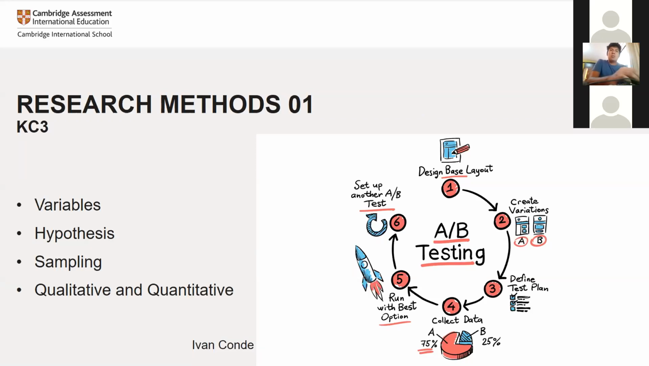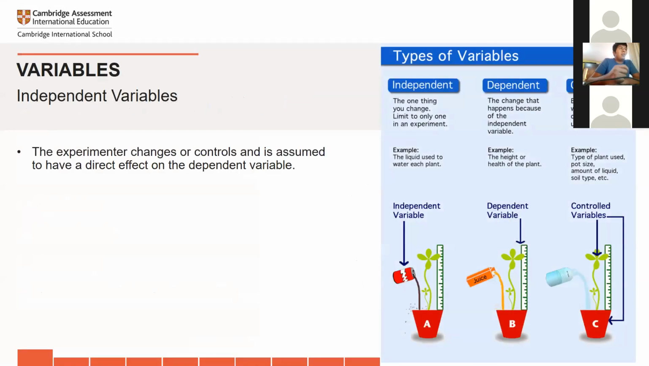And what is the process of research? We have a small diagram right here, where we can see in which way we're going to conduct our research in the future. Okay, design a base layout, then we're going to create the variations and define our test plan, collect data, run with the best option, and then to get our results, and then try to rerun the test with small differences. So let's go with the variables.